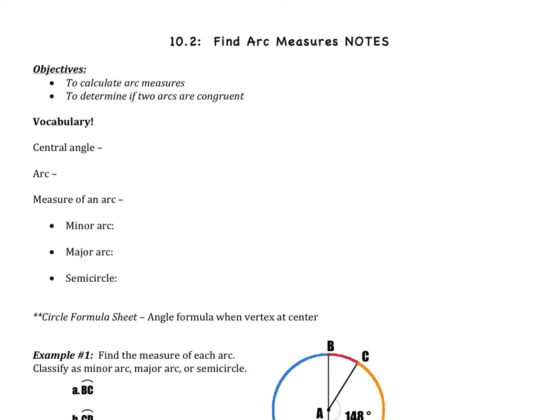So we're going to start off this video with some more vocabulary. I know the first video had a lot of vocabulary with tangent and secant and chord and diameter, but we're going to have to add on to that a little bit. The first really important vocab term is central angle.